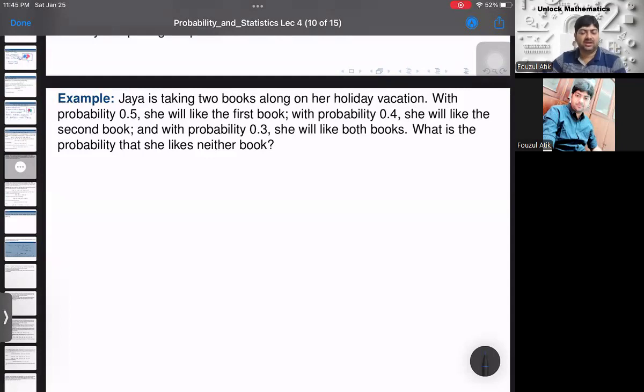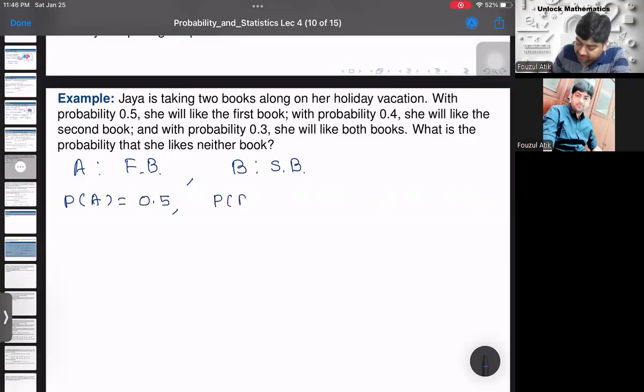So this is very easy. We can apply the last identity and we can do it. So just denote some events. Let A be the event that Joya will like the first book, and B the event that Joya will like the second book. Right? Then what other things are given? With probability 0.5, she will like the first book, so P of A is equal to 0.5. It is also given P of B is 0.4. And with probability 0.3 she will like both the books, which means it is the intersection of A and B, so P of A intersection B is equal to 0.3.